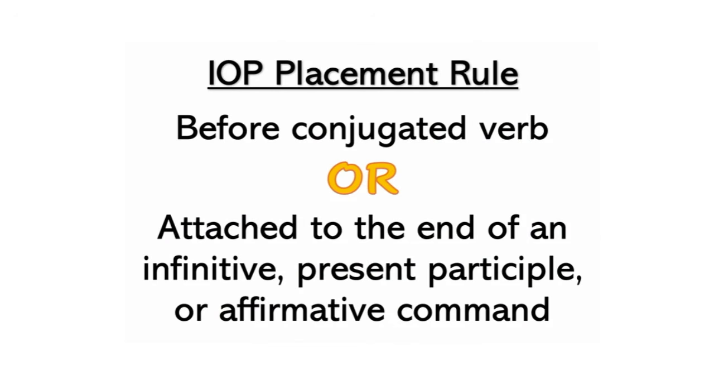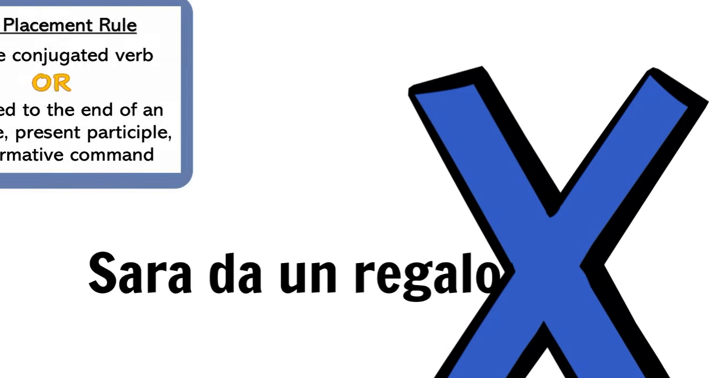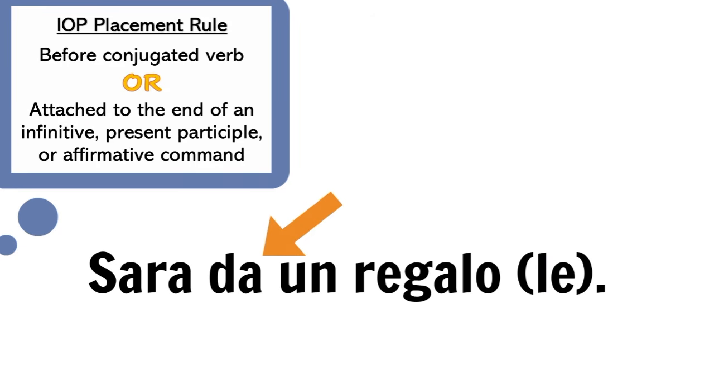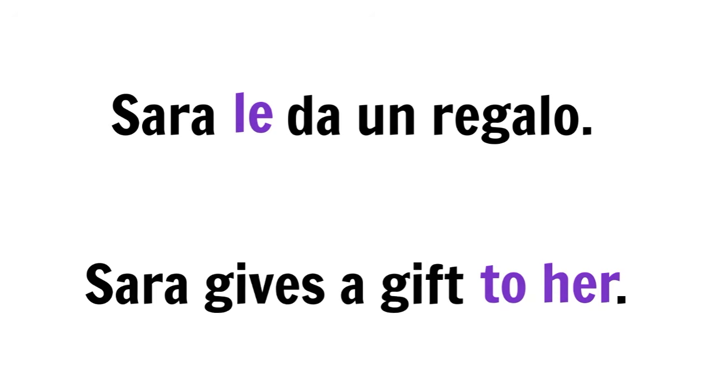So that gives us "Sara da un regalo le," which is still wrong because IOPs can only go, remember, before the conjugated verb or attached to the end of an infinitive, present participle, or affirmative command. In this example, we only have one verb, da, and it's conjugated. That means our new pronoun le can only go before it. Our final product is "Sara le da un regalo," or in English, Sarah gives a gift to her.